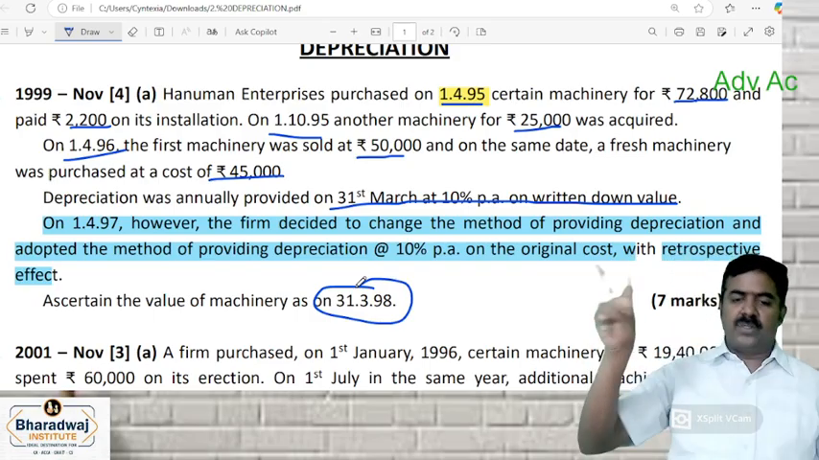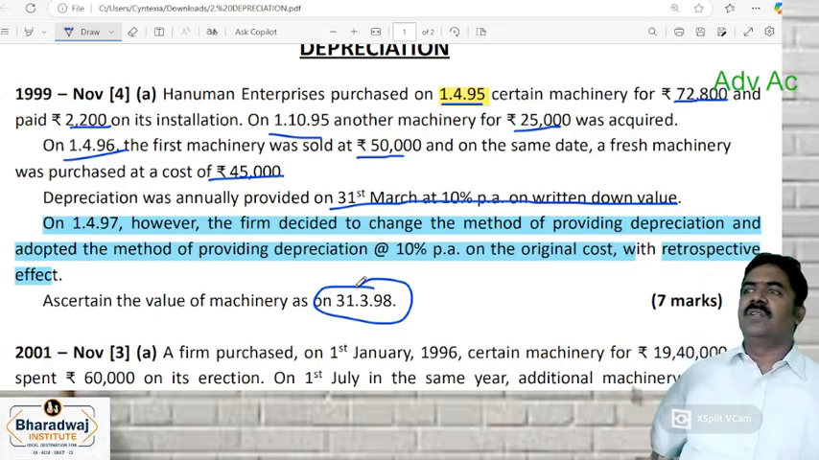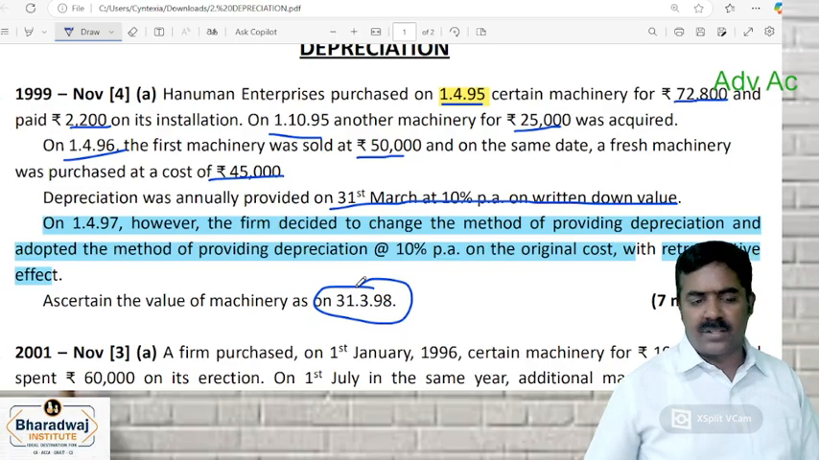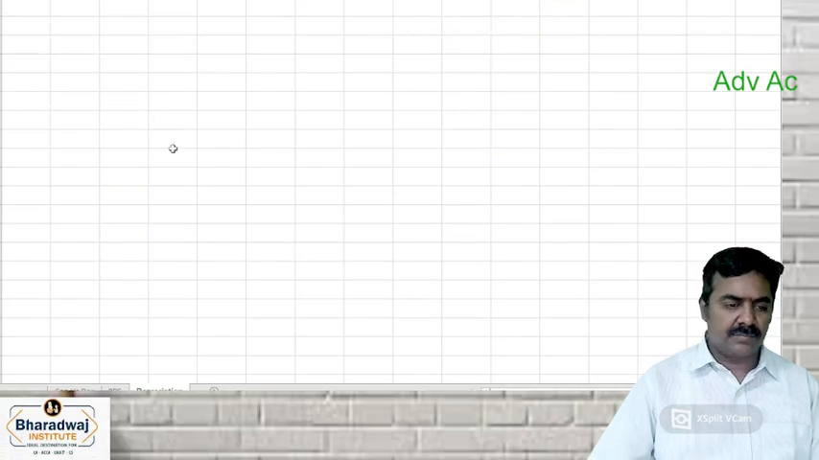So first 2 years we are in which method? WDV method. Then we change to SLM. How to do the change? We will see that. First let us do which one? First 2 years accounting. Start.